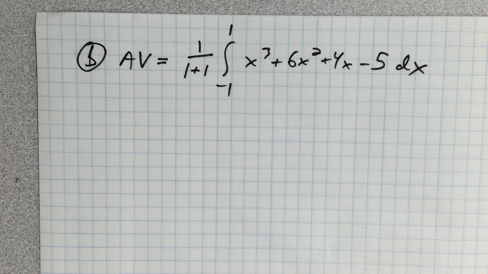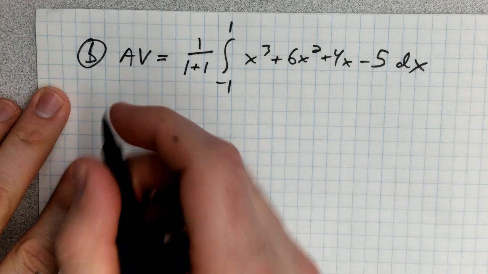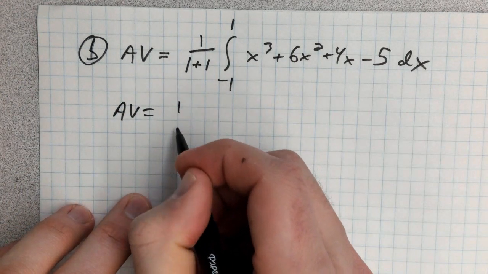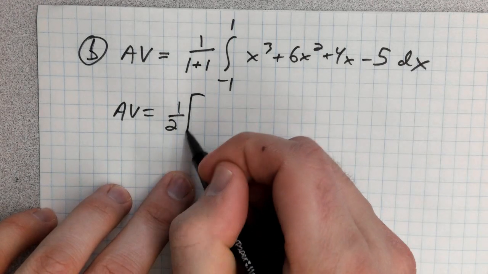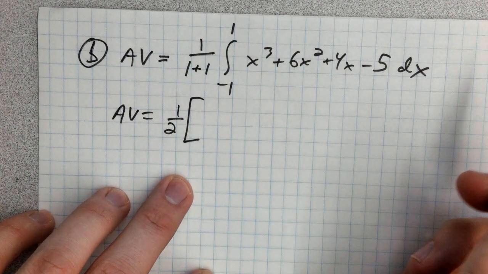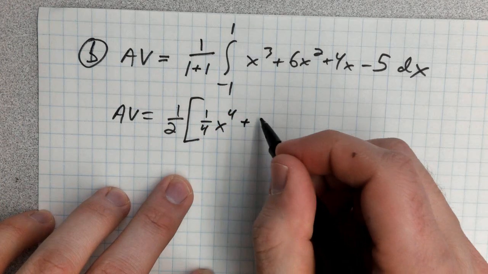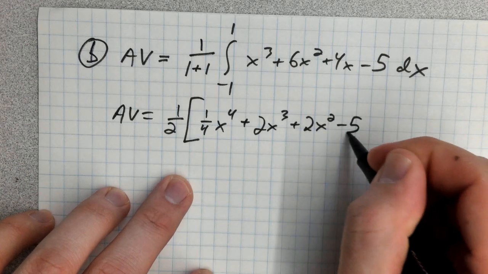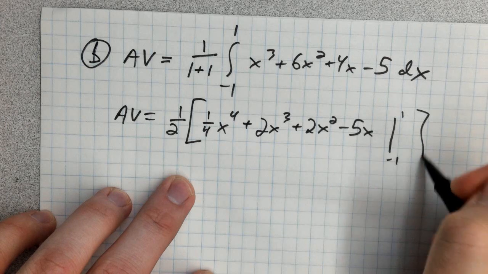This is why I've said in section 3, when the problems are grayed out, you want to be doing those by hand so that when you come across something like this, it's sort of automatic. We'll have the 1/2 out in front. I'm going to antiderive everything, so I'll have 1/4 x to the 4th plus 2x to the 3rd plus 2x squared minus 5x, all evaluated from negative 1 to 1.